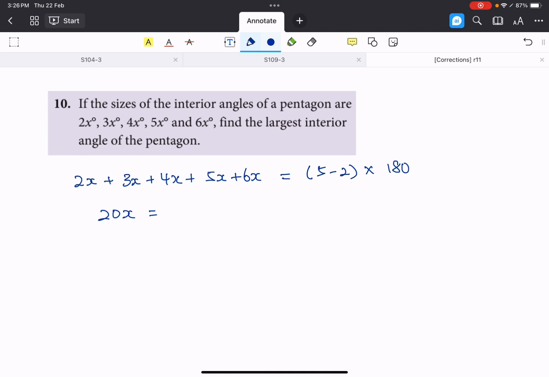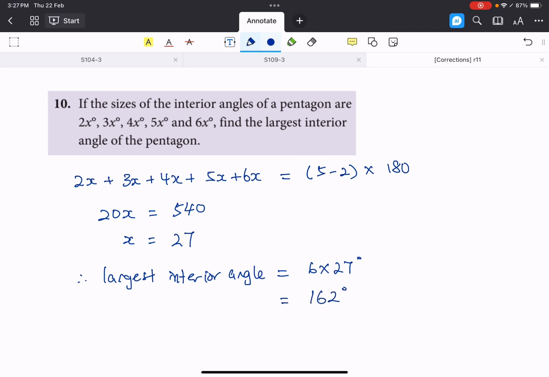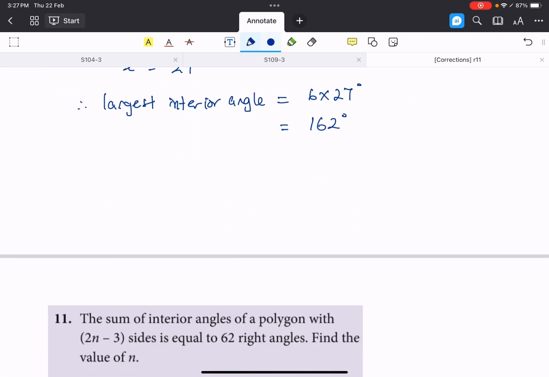Let me pull out my calculator, right? 3 times 180 is equal to 540. So from here, we can find x. x is 540 divided by 20. That gives us 27, right? Therefore, the largest interior angle is going to be equal to 6 times 27 degrees, which will be 162 degrees. All right? Okay, so let's go on to the next example.